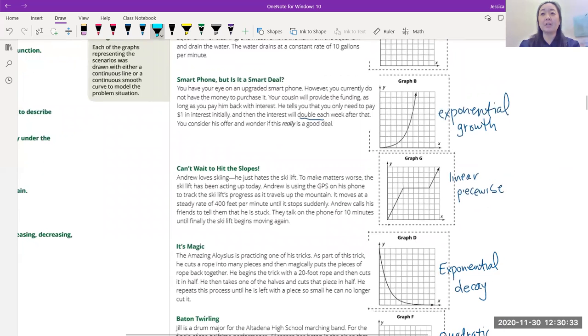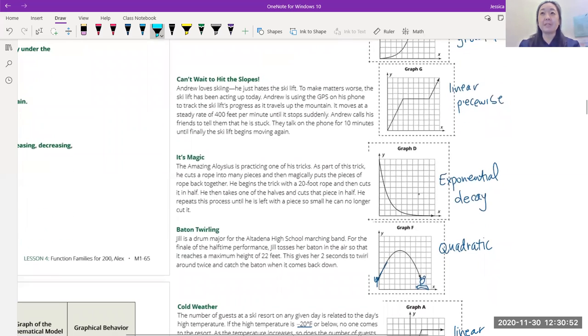And I can't wait to hit the slopes. Remember that he was stopped here. He was going, and then he stopped because it broke or something like that. Something was going on, and then he went back up again. He kept on continuing. And this is definitely a linear piecewise, three different lines you see there.